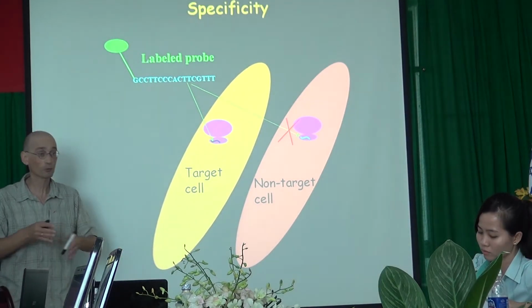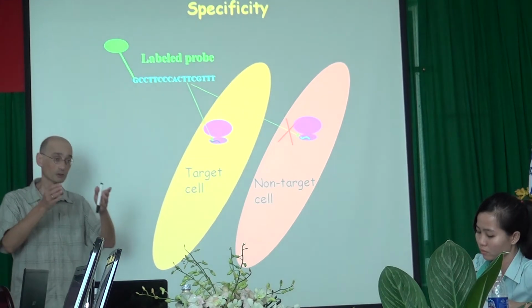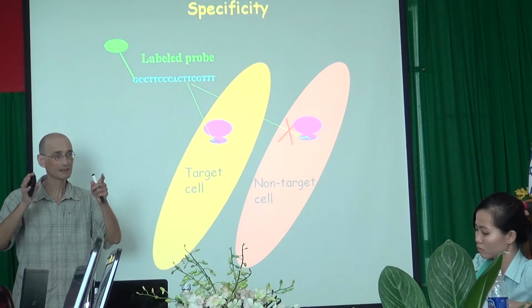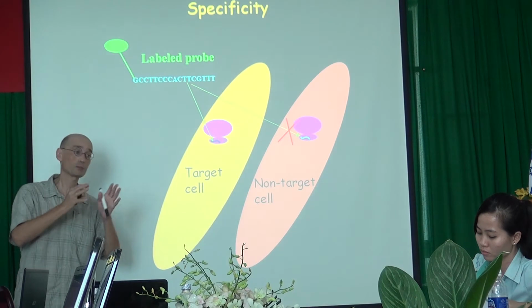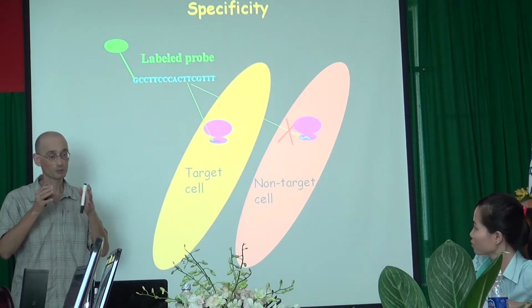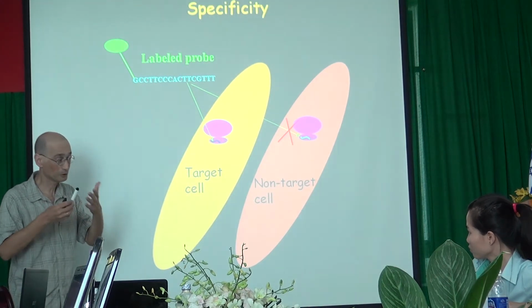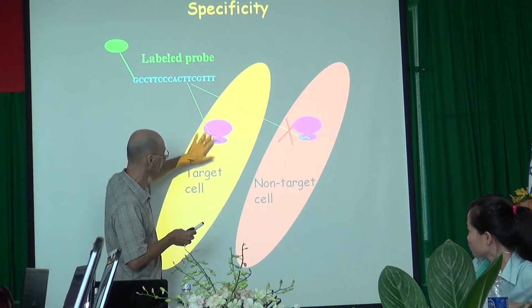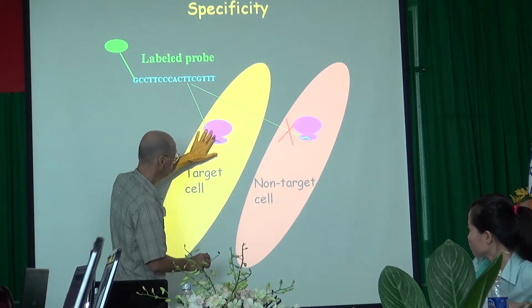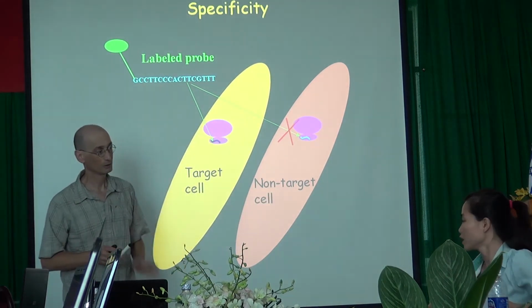coli or what type of bacillus, you have to look only for the specific part of the 16S, which is specific for this particular species, and then design a probe which will be particular for this particular species, and then you will be able to discriminate between the target and non-target population.